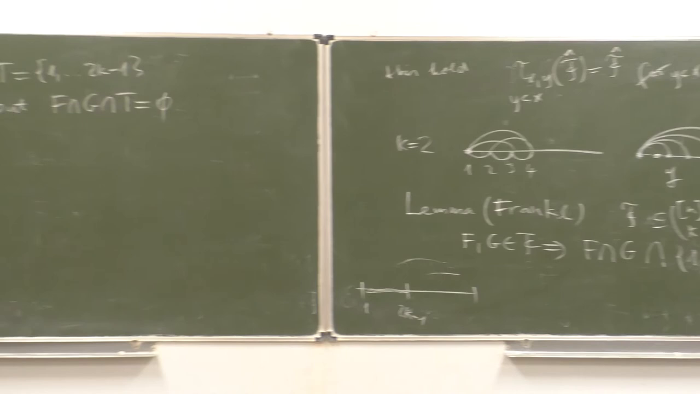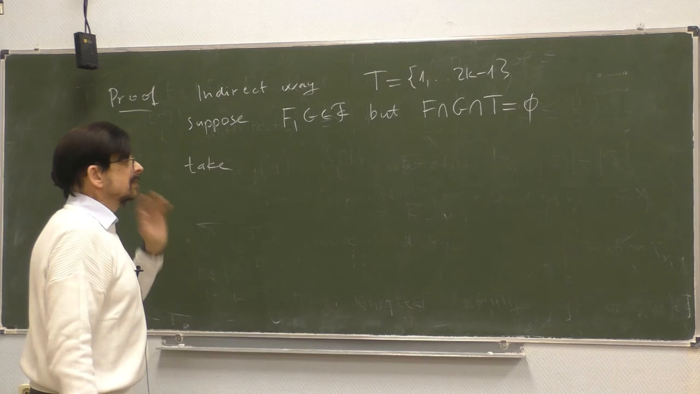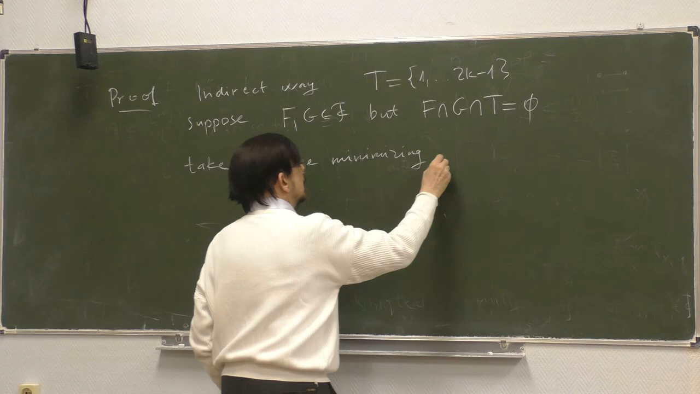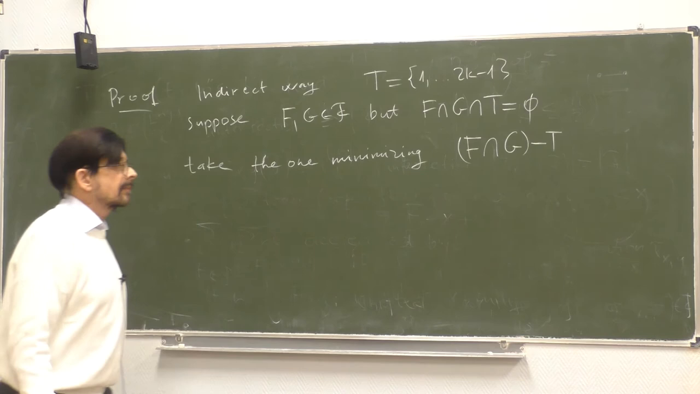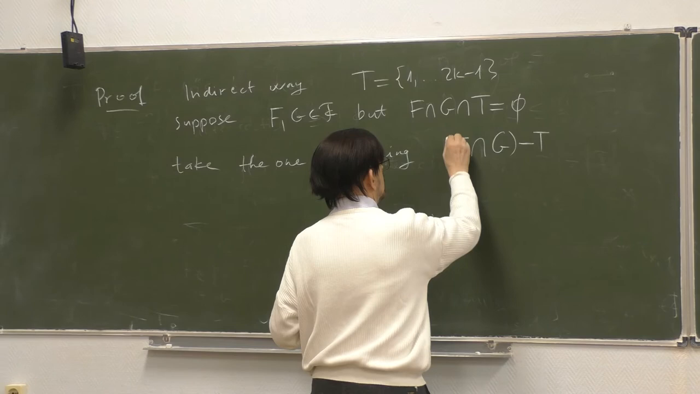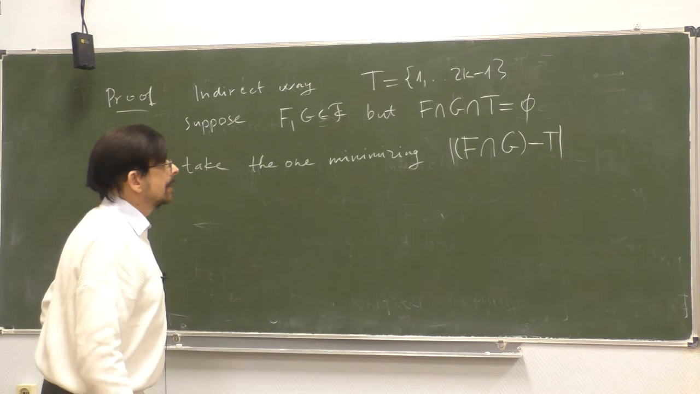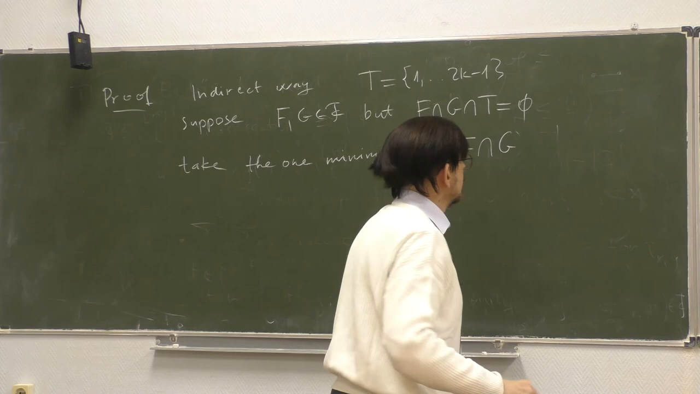Then, if we have many such counterexamples, minimizing this is also good, but probably we don't need this. Maybe we could speak about the minimum of this. It doesn't matter. Take the minimum of. Not that; I'll correct it later.